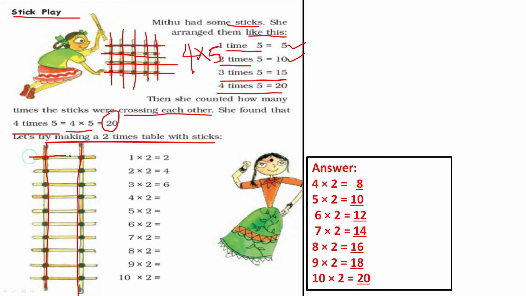First one you keep like this. So 1 2 is 2. Now you can see another stick. 2 2s are 4, 3 2s are 6, 4 2s are 8. Like that you can complete. 5 2s are 10, 6 2s are 12, 7 2s are 14, 8 2s are 16, 9 2s are 18, 10 2s are 20. So for the 2 table you can use this activity, arranging the sticks in such a way that you will get the multiplication table of 2.